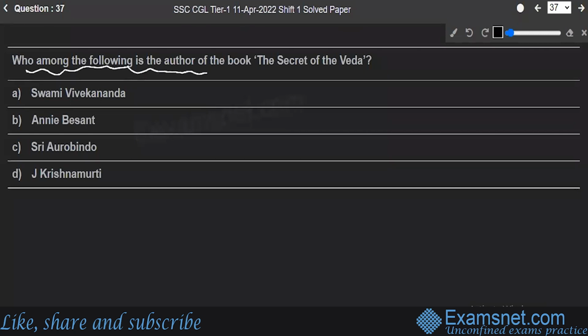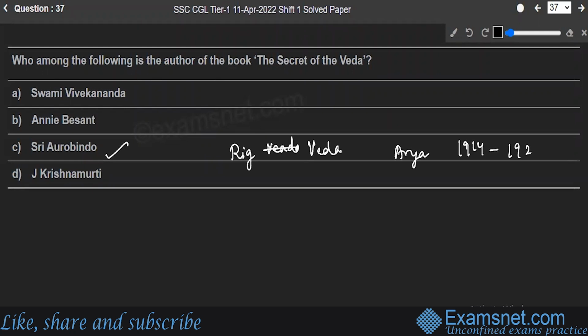Who among the following is the author of the book The Secret of Veda? Is it Swami Vivekananda, Annie Besant, Sri Aurobindo, or J. Krishnamurti? Which is the correct answer for this question? See, the book The Secret of Veda was written by Sri Aurobindo. This volume comprises Sri Aurobindo's writings on and translations of the Rig Veda that were published in the monthly review Arya between 1914 and 1920.